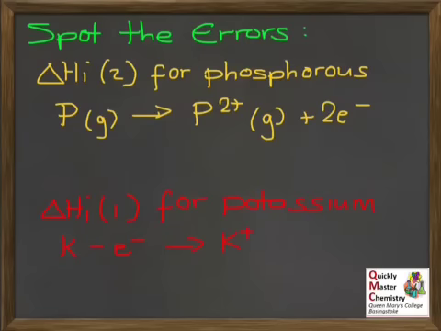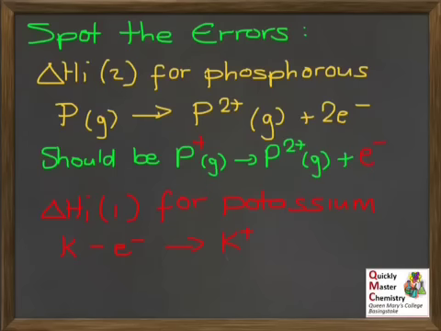Here's a couple of questions then to make sure that you've followed along so far. Spot the errors in the following two equations. So we've got the second ionisation enthalpy for phosphorus and then the first ionisation enthalpy for potassium. There's something definitely wrong with each of those equations, so see if you can spot what it is and therefore what the equation should actually be.